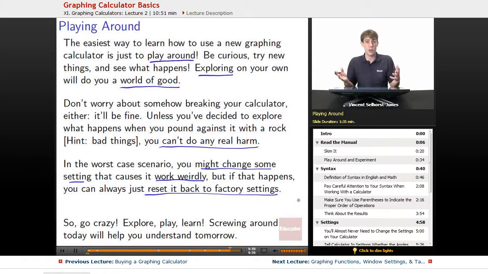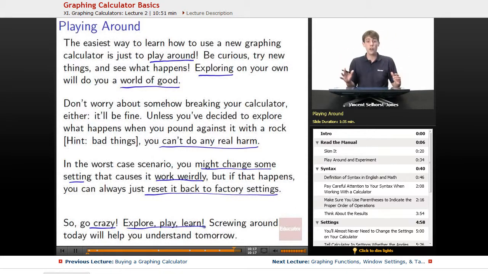You can either search up a quick way to put it back to factory settings, or most of them will have some tiny little pinhole you can press with a toothpick on the back to just put it back into factory settings, and there you are. You're past this horrible, weird issue. So you don't really have anything to worry about. Go crazy. Explore, play, learn.